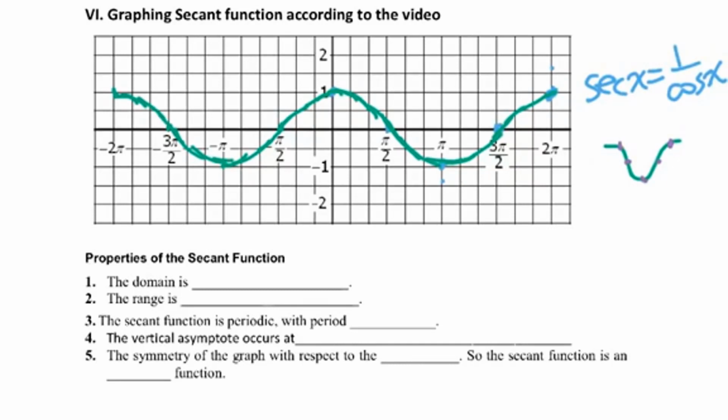Okay, first of all, find the x-intercepts, then draw the vertical asymptote lines. Then find the maximum or minimum points, because when you take the reciprocal of those, it's still 1. So we draw like this.